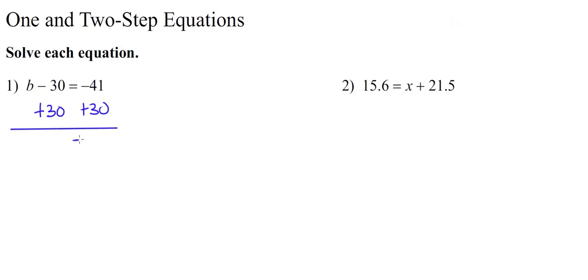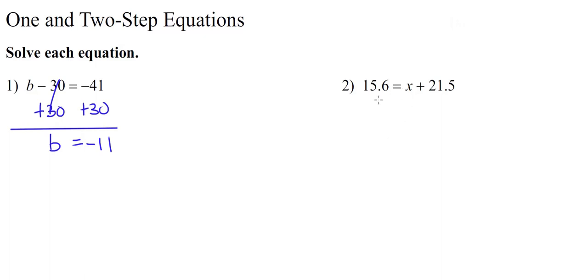So now, on the left side of this equation, negative 30 and positive 30 cancel each other out, leaving us with b. And on the right side of this equation, we have negative 41 plus 30. This is negative, this is positive, so we follow the different sign rule. Different signs subtract and keep the sign of the bigger number. 41 minus 30 is 11, and since 41 is bigger than 30, we keep the negative sign. So our answer is b equals negative 11.